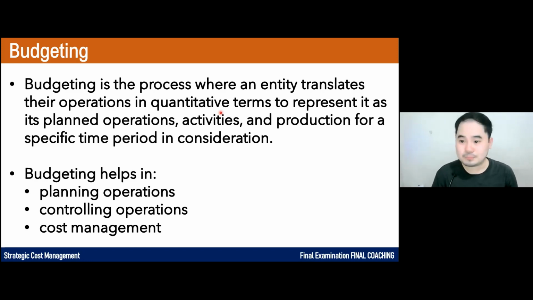Okay, so budgeting will help you in planning your operations, in controlling your operations, and in cost management. Planning operations, because your budget gives you a guidance on how to do things in your operations. Now, you can compare your budgets with what actually happened, and that is what you call control. Okay? So it is not only a planning tool, it also becomes a control tool. And then cost management, in a sense that you are being guided on how you will spend the resources that you have. So it also becomes a tool for cost management.